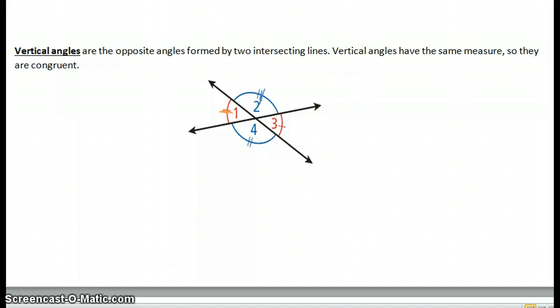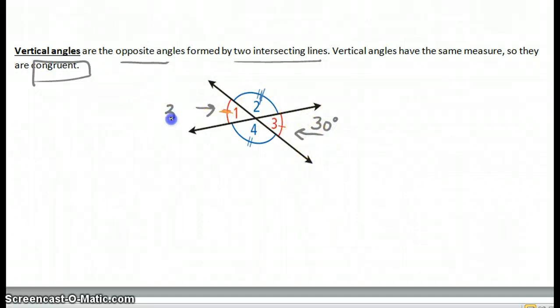Now our next definition, vertical angles are the opposite angles formed by two intersecting lines. Vertical angles have the same measure, so they are congruent. You'll notice angle 1 and angle 3 are across the two intersecting lines. They look pretty acute to me, so I'm going to say that they're 30 degrees. So if angle 3 is 30 degrees, angle 1 is also 30 degrees. Vertical angles are equal or congruent.